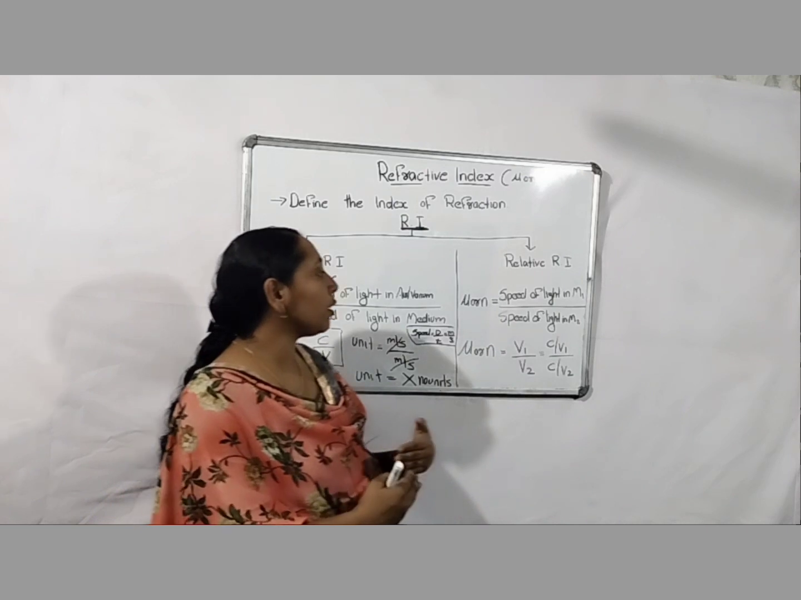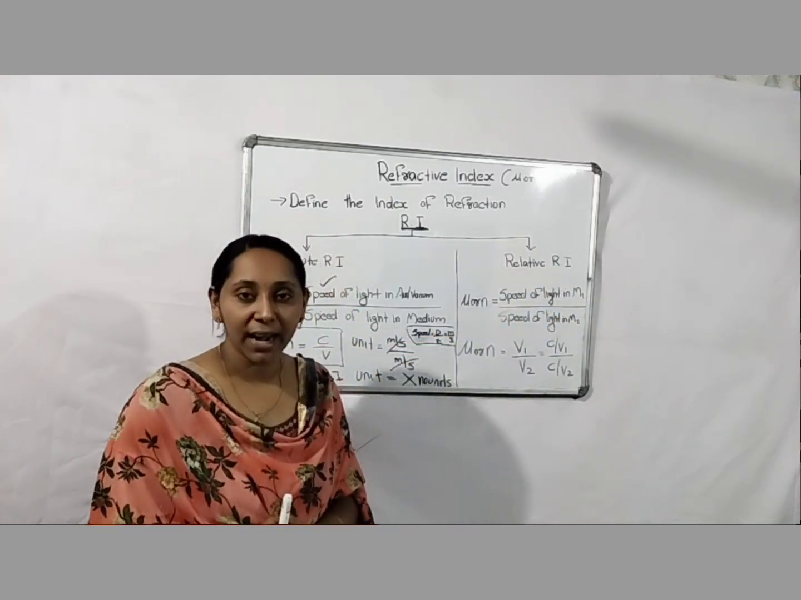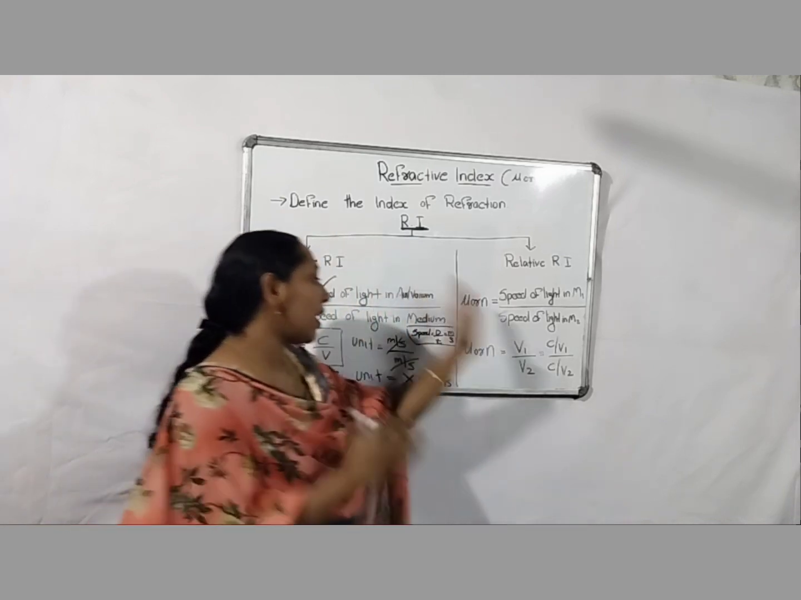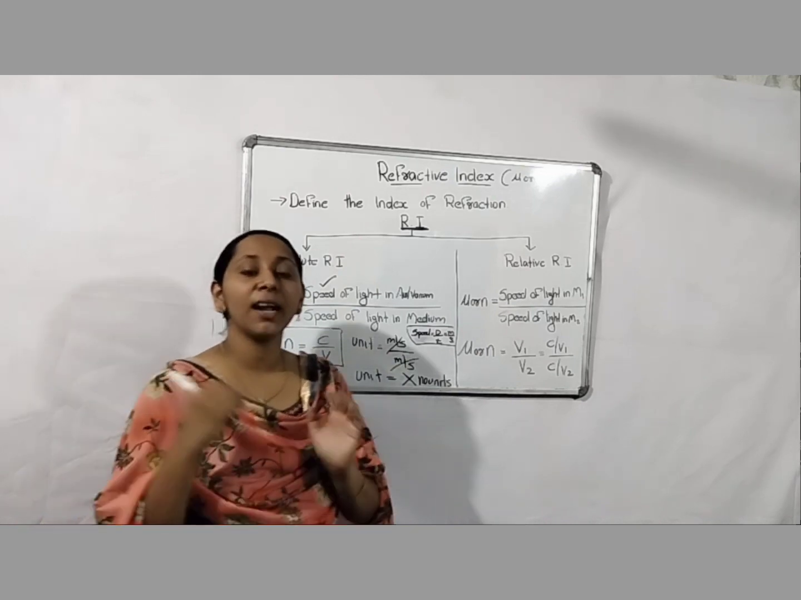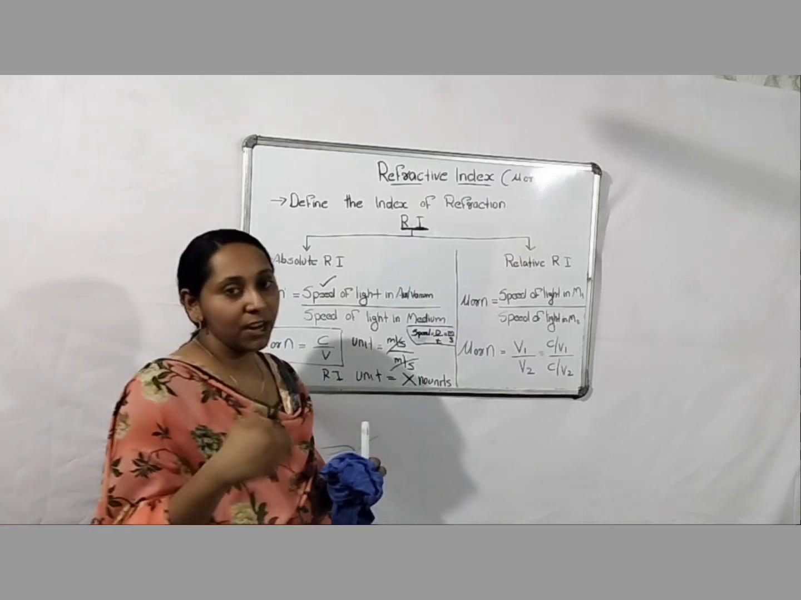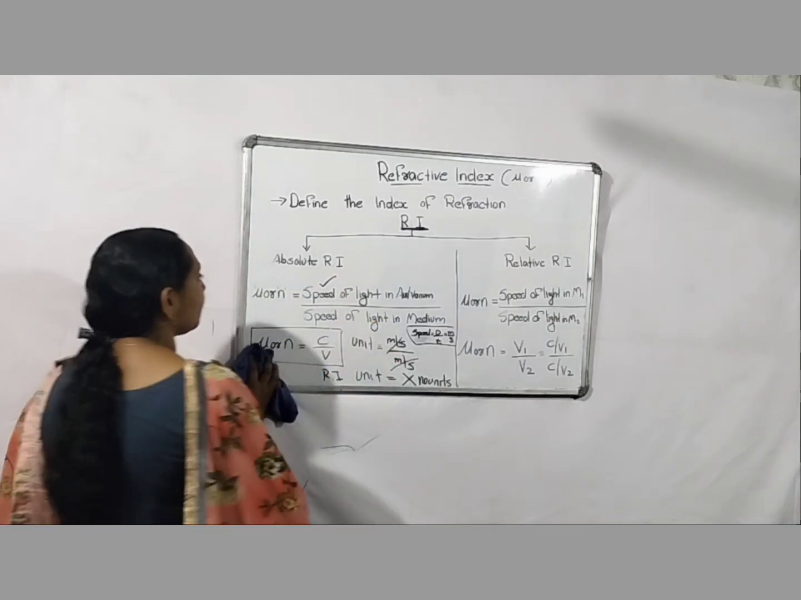Then we are going on to the derivation for the relative refractive index. So absolute refractive index is c by v and relative refractive index is v1 by v2, the speed of light in medium 1 divided by the speed of light in medium 2. Then listen here to the derivation and the expressions of relative refractive index.